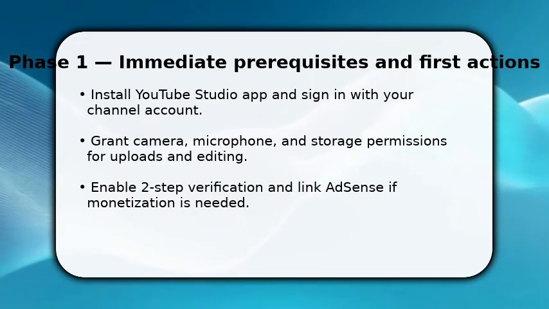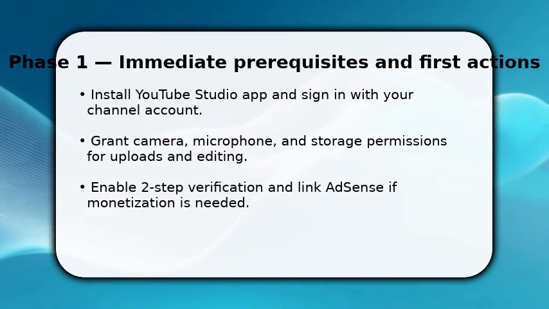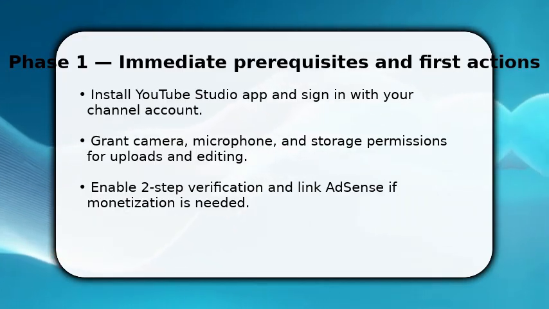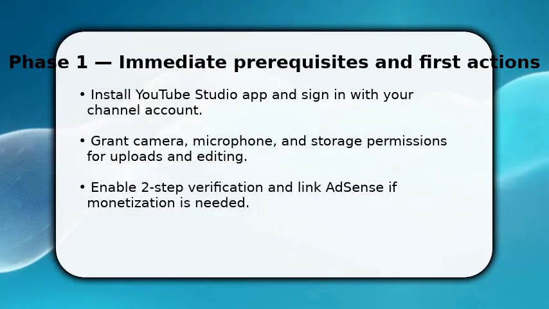You open YouTube Studio on Android and sign in with the channel you will manage. Make sure you're using the correct Google account. Once signed in, grant camera, microphone, and storage permissions so uploads and in-app editing work without interruptions. Also enable two-step verification for security and link AdSense if you plan to monetize.